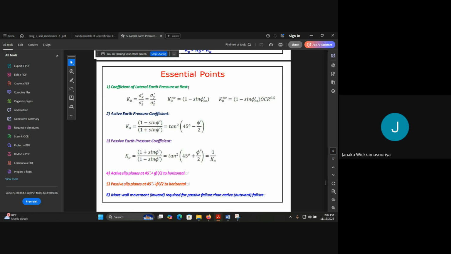Coefficient of lateral earth pressure at rest, that is K naught, equals the horizontal divided by vertical, and the K naught value for normally consolidated soil is 1 minus sine phi dash, and for over consolidated soils it becomes something like this, where OCR is the over consolidation ratio. And for active earth pressure, the equation becomes like this, and the reciprocal is this. Basically you have two equations. Before that you can write this as a summary.